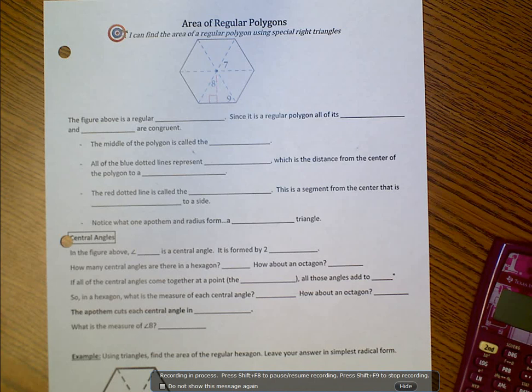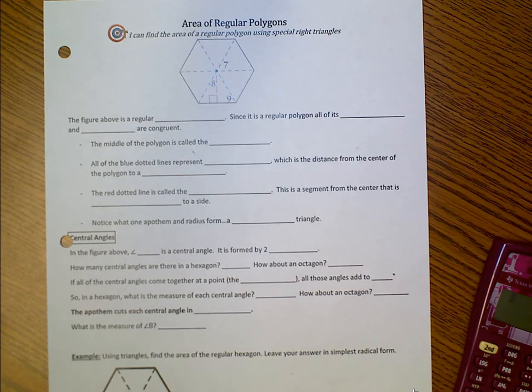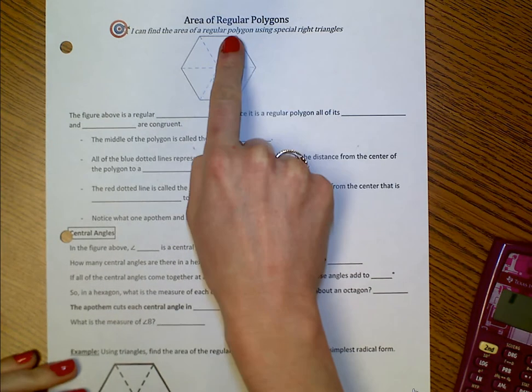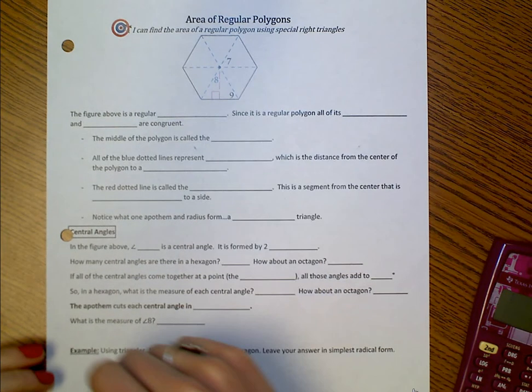Today we're starting the last topic in our area unit, and this topic we'll spend a couple days on because there's kind of a lot going on. So today we're just going to be finding the area of certain types of regular polygons, and we'll finish the rest of them in the next lesson.